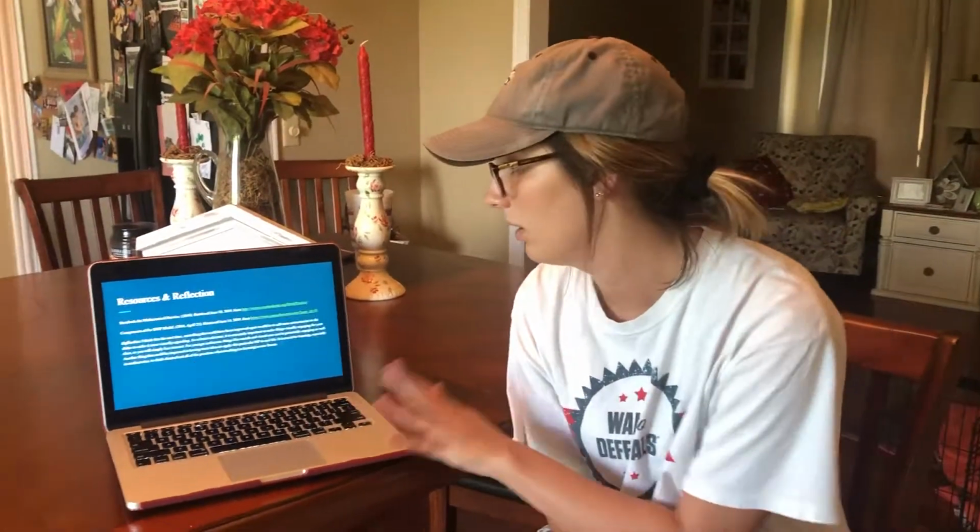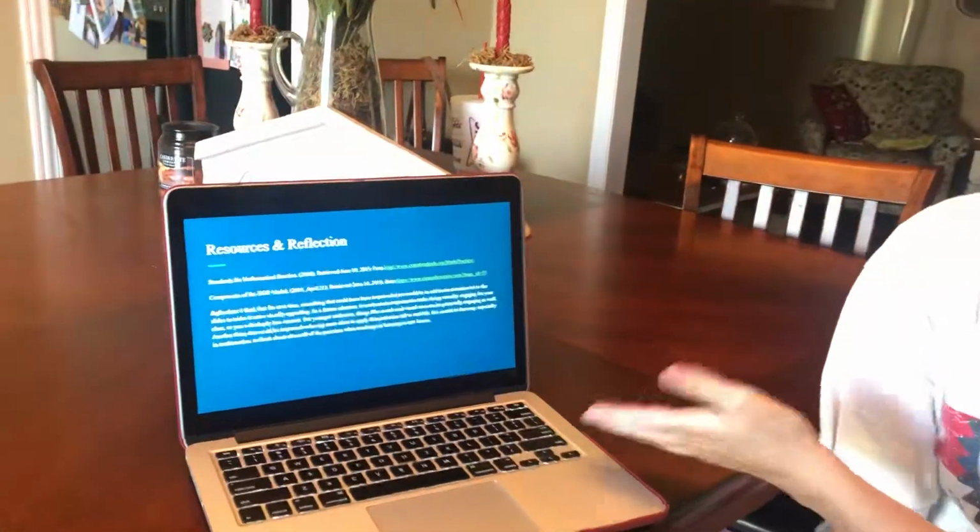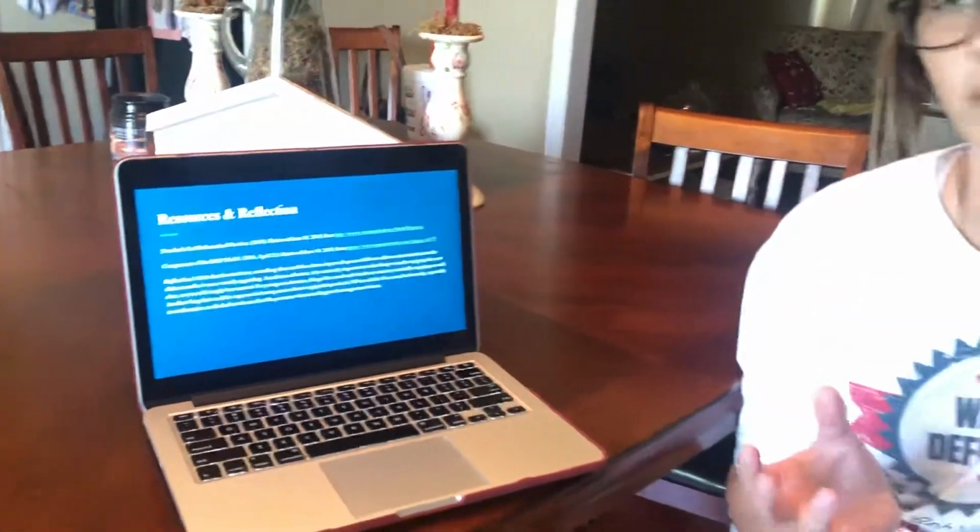So here I just have my resources, reflection about what I can do better for next time. So that includes things like maybe adding a few manipulatives, virtual manipulatives, things to really keep the students engaged.